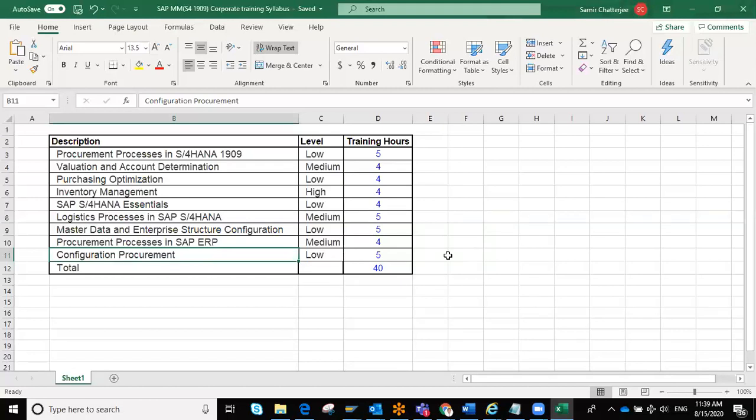What are the charges for this? Charges, we have reduced the charges by 50%. Now it is 15K only. Previously it was 30K, 30,000. Now it is 15K because of the pandemic situation.